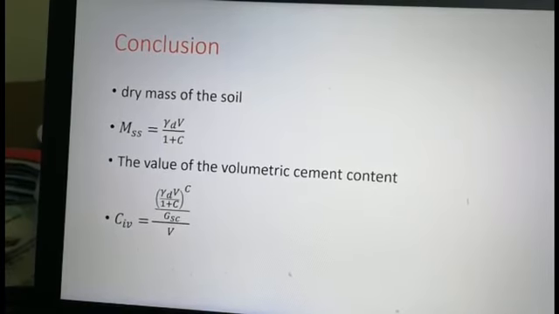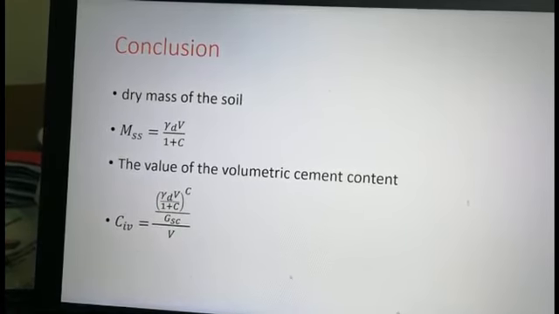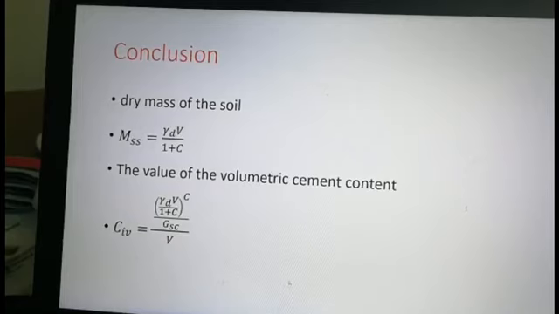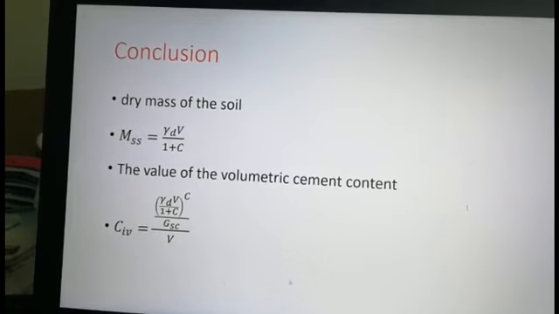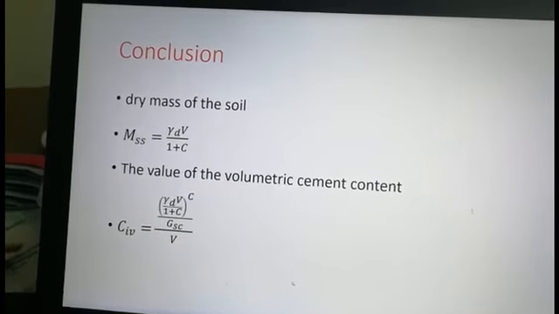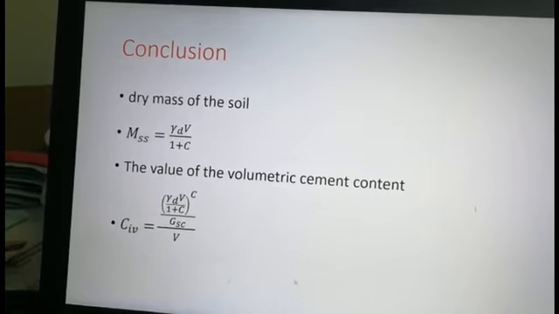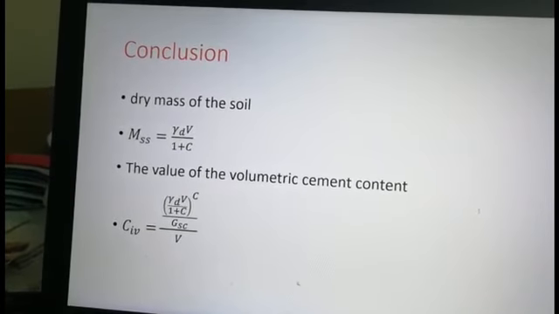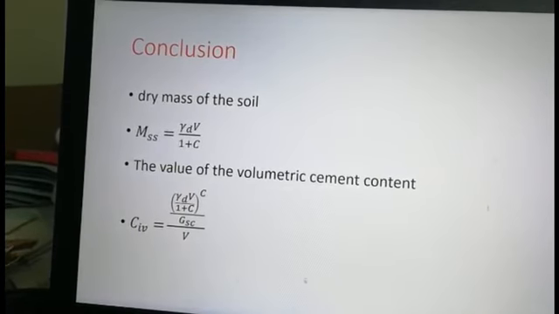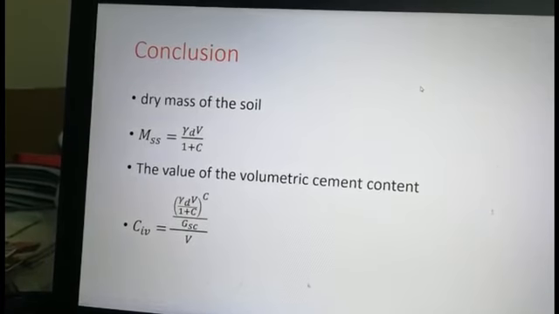The total dry mass of the sample equals the dry soil mass and cement mass. The dry mass of the test sample can be calculated by the specific dry weight, the volume of the sample, and the dry mass of the soil by using the equation. The value of the volumetric cement content can be calculated by the equation. Thus, two options can be generated by the calculations.